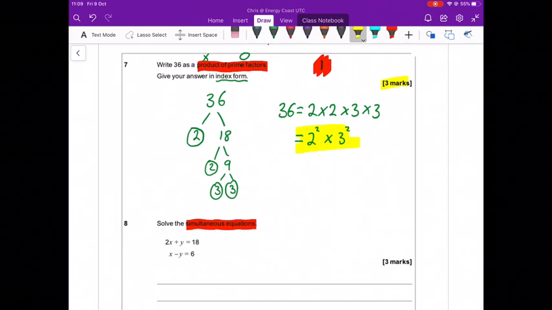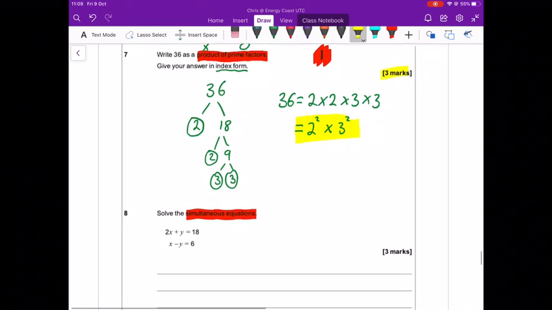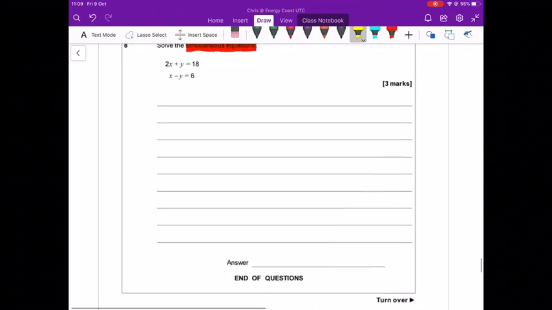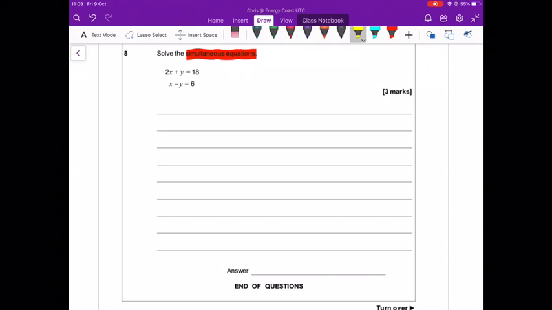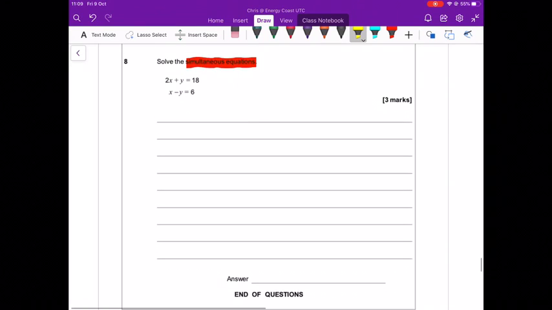You need to learn how to do this thing called product of prime factors, because it will definitely come up. It'll just give you a different number, and you have to do it from that. So have a practice of them. The last one, simultaneous equations. There was a simultaneous equations question on the last paper I went through as well.